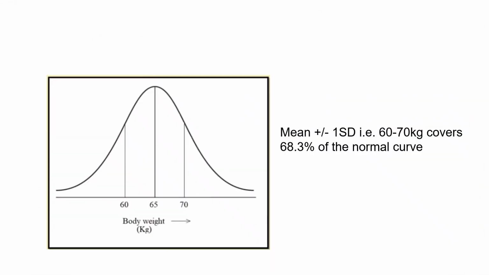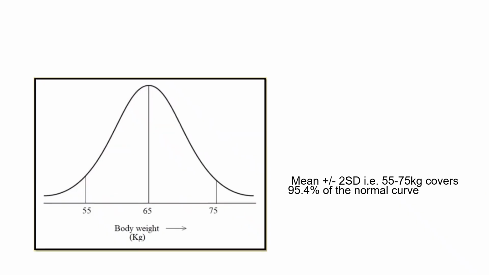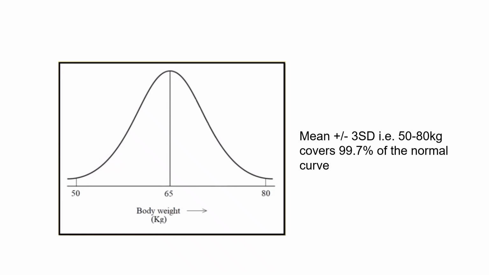So this is also the same. Mean plus or minus one standard deviation, in the same example 60 to 70 kgs, covers 68.3% of the normal curve. So that is within one standard deviation. And mean plus or minus 2 standard deviation, that means 55 kgs to 75 kgs, covers 95.4% of the normal curve. So you can see the area under the curve. How much? Majority. So 95% means majority only. And mean plus or minus 3 standard deviation, from the left side to the right side, 50 to 80 kgs, covers 99% of the normal curve.